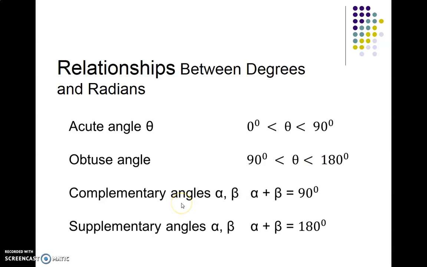Back to complementary and supplementary angles. If the sum of the two angles equals 90, that is complementary. If the sum of two angles is 180, that is supplementary angles. There are a lot of names of angles. We have the right, the reflex, and the straight angles.